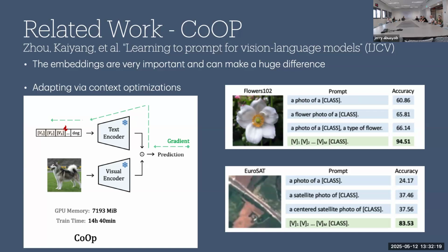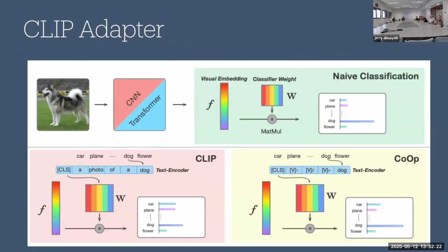Okay, so the answer here is adapters. We'll show you the illustrations so everyone can have a clear understanding of what F is and what W is. F over here is the visual embedding when we push the photo through a certain model, let's say a CNN or a vision transformer, and W is the classifier weight. That's the naive classification: we multiply and we get the classification. In CLIP, W is actually the embedding of the text. We also multiply that, get the cosine similarity, and classify.